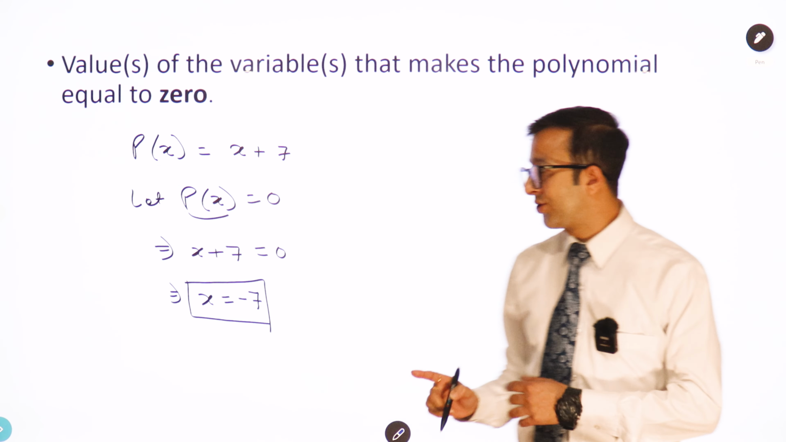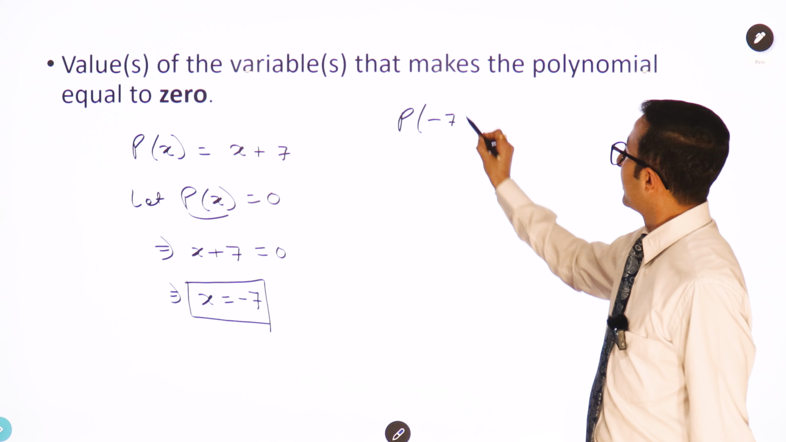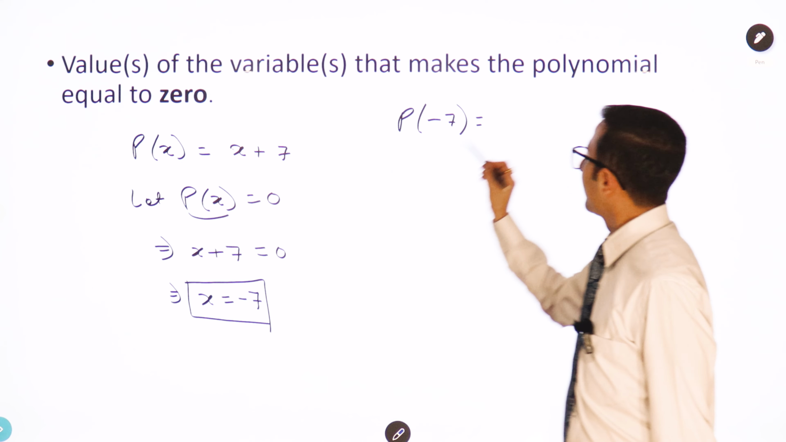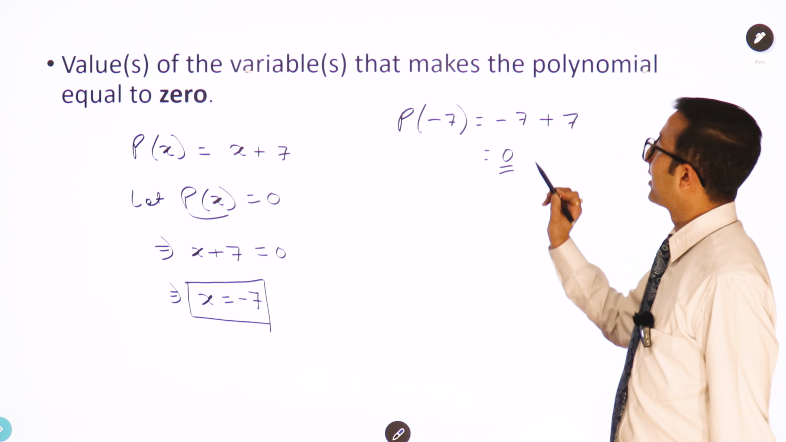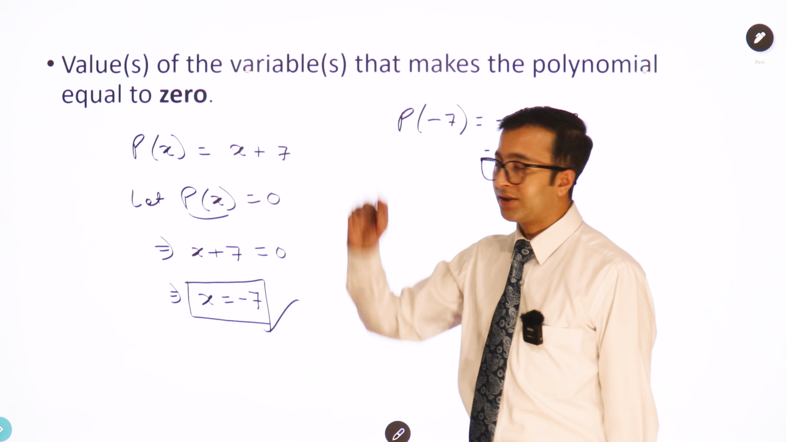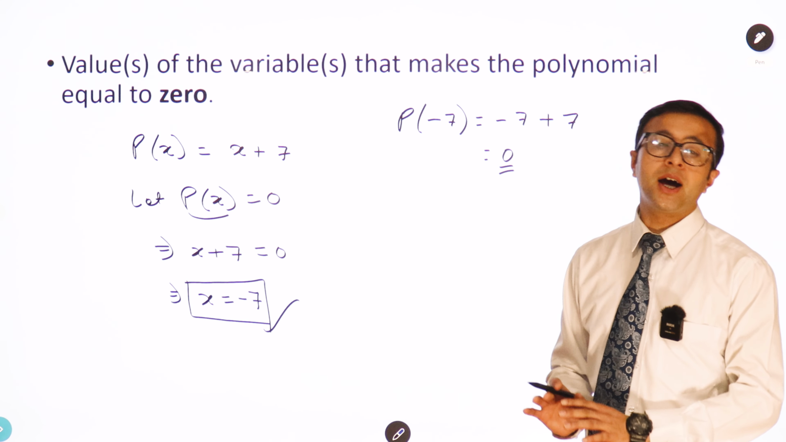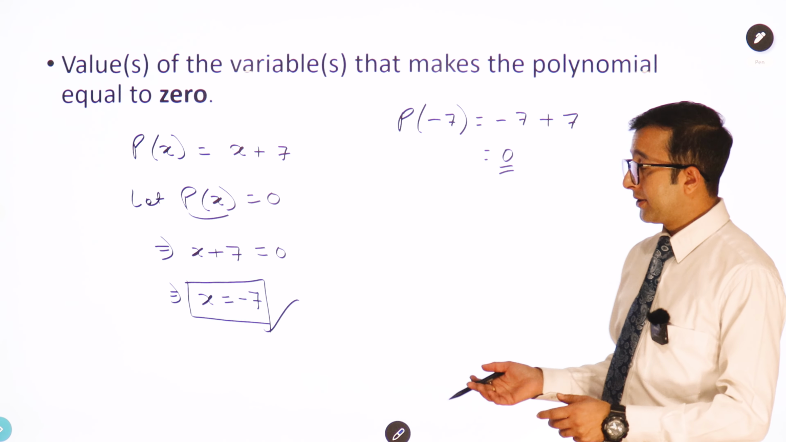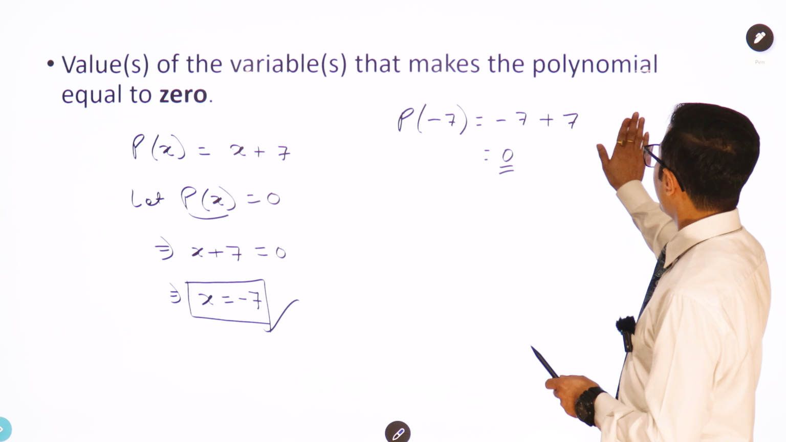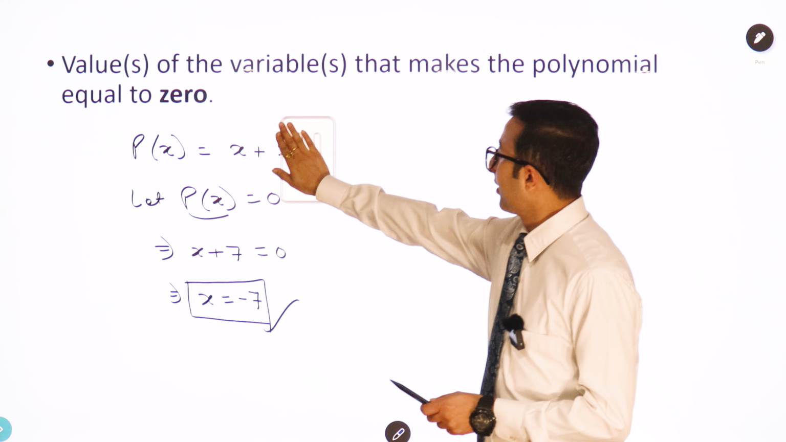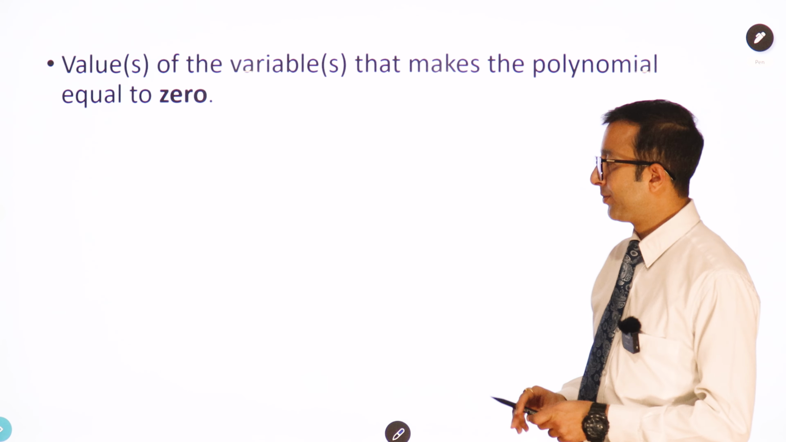Now to check whether x equals minus 7 is a zero or not, just put it in. P of minus 7 gives us, in place of x, write minus 7, and plus 7 is already there. This gives us 0. Then we can say that this is the zero of the polynomial p(x). Now all the examples that we have seen just now are linear polynomials. Next we are going to find the zeros in the case of a quadratic polynomial also. But remember that the quadratic polynomial is from the syllabus of CBSE Class 10.